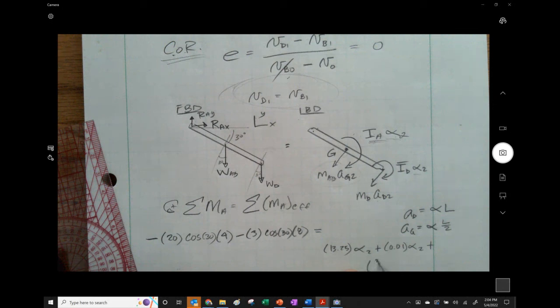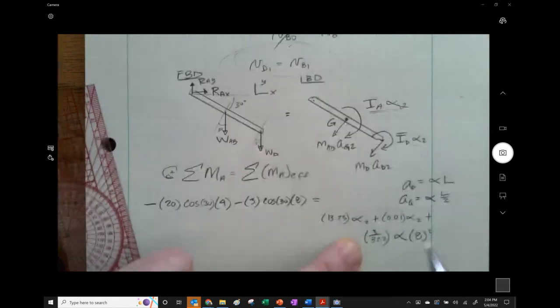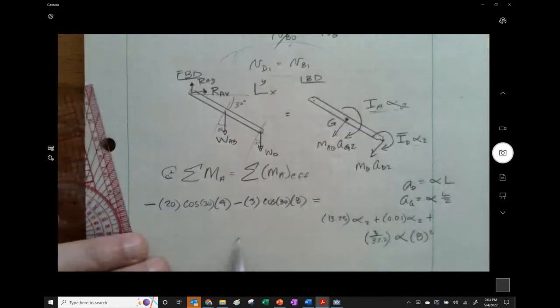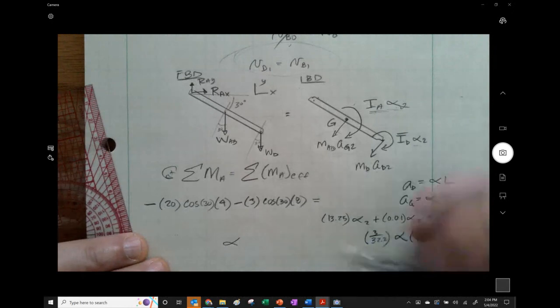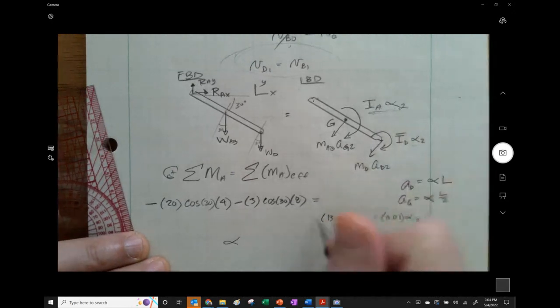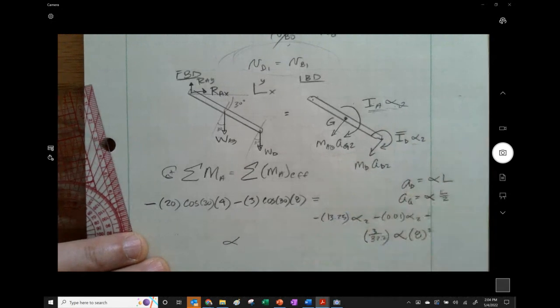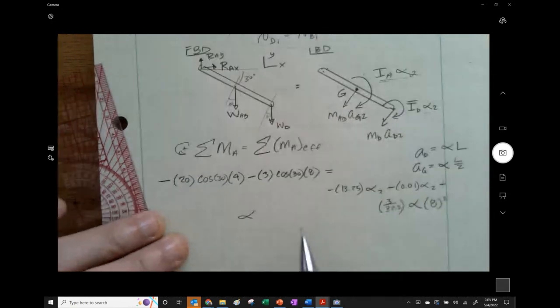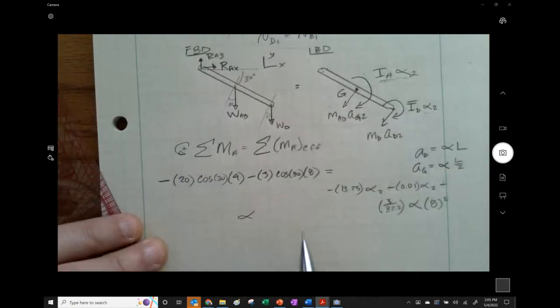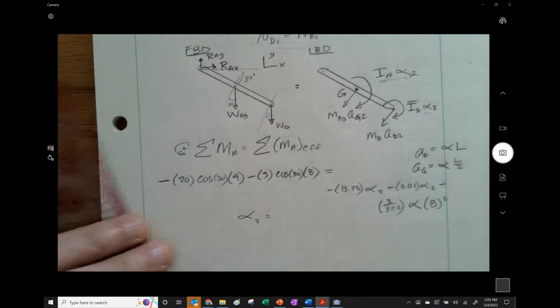The mass of this is 3 over 32.2, and it's going to be alpha times 8 squared. And by the way, these should all have been negative. So negative, negative, and negative, so all the negatives canceled out. I was just trying to be consistent.